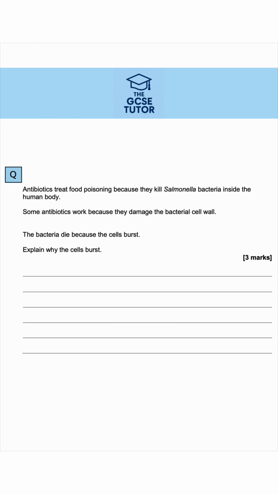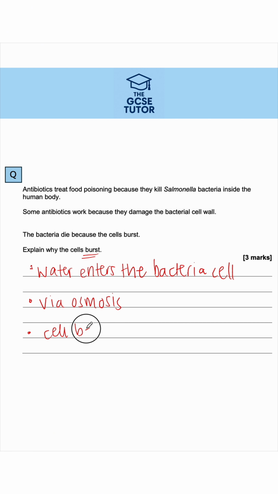Now let's apply this knowledge to our question. Well, the first thing that we're going to say is that water enters the bacteria cell. Our second mark comes from saying how it enters. Well, it's via osmosis. And our third mark is from saying how the water entering causes the cell to burst. Well, it's because the cell becomes damaged.